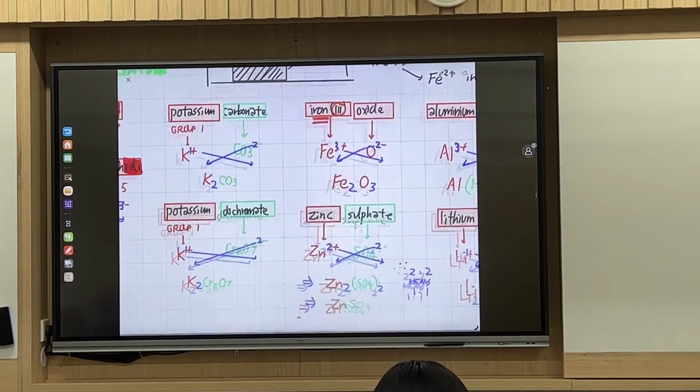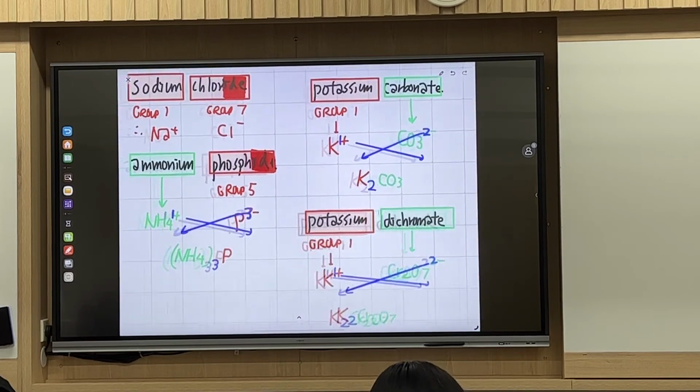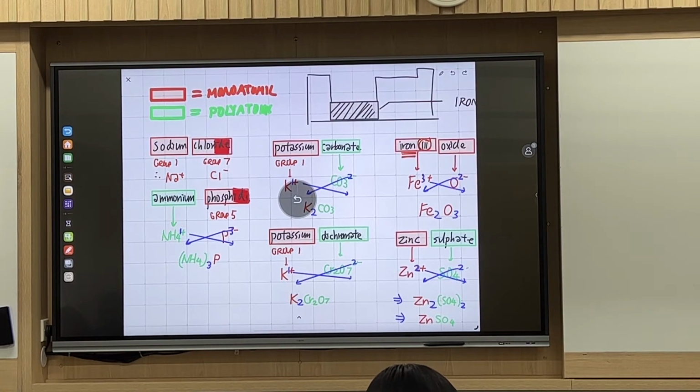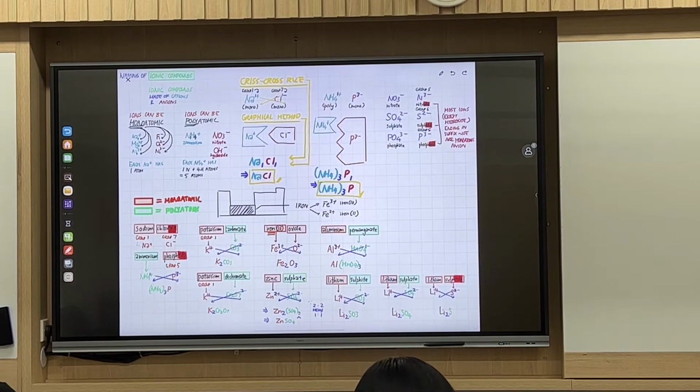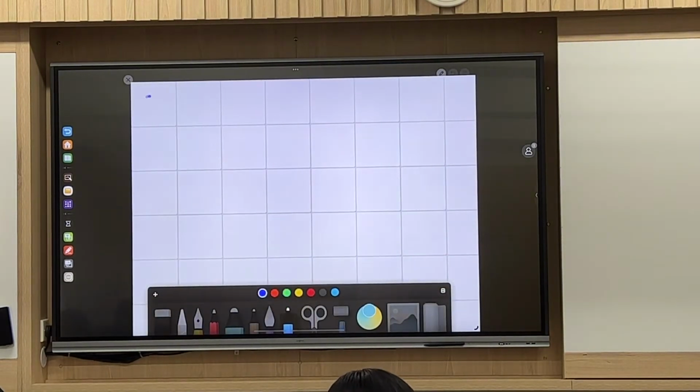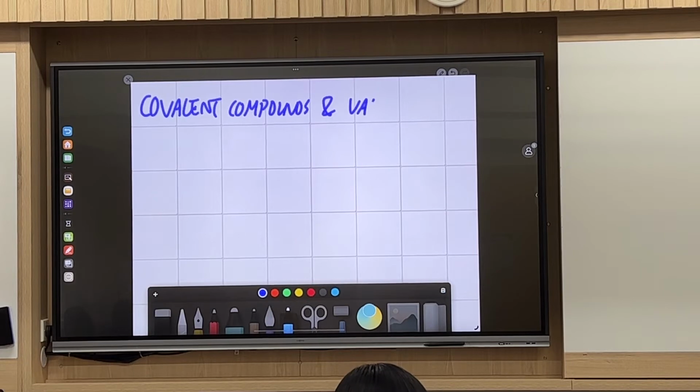So what we were finding just now are called charges. Charges relate to how many electrons an atom wants to gain or lose in order to become stable. For non-metals, we have a different story. We need to find valency. So, covalent compounds and valency.